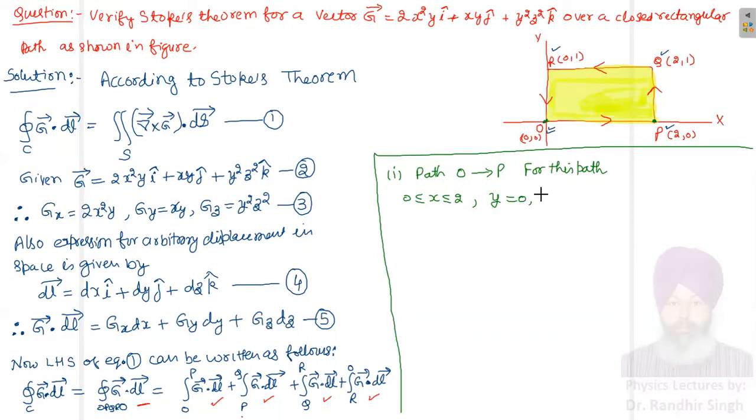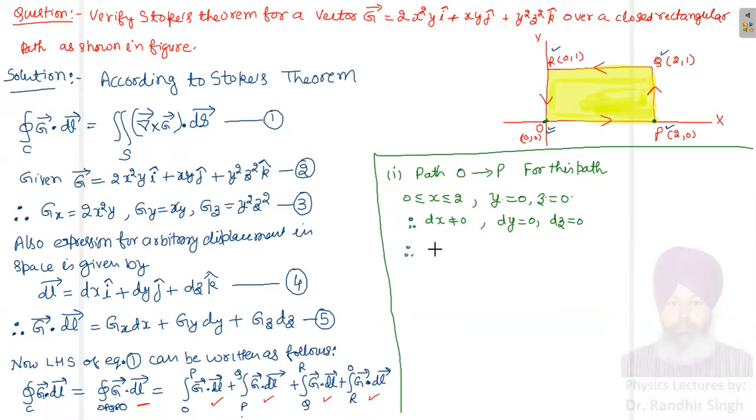So y will be 0. Since the whole of the closed path lies in the xy plane, it is clear that y is 0 as well as z is also 0. Now take the derivative. Since x is a variable, dx is not 0. Since y is constant, the derivative of y, that is dy, will be 0. Similarly, z is a constant, so the derivative of z, that is dz, will also be 0.